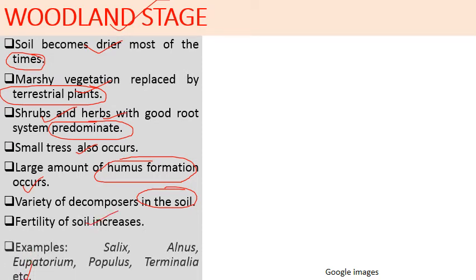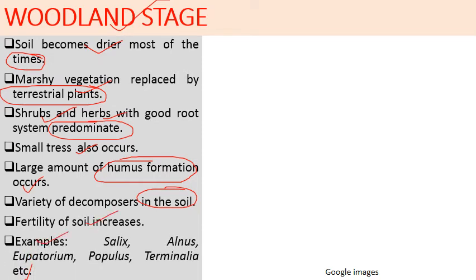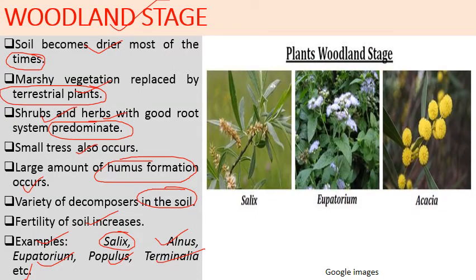इसमें जो examples आते हैं हमारे पास, there are salix, willow tree, alnus है, eupatorium है, populus है, terminalia है. So these are the examples of plants which occur in tropical region, like salix, eupatorium and acacia. Acacia is also a plant which occurs in tropical region. So these are the plants of woodland stage.